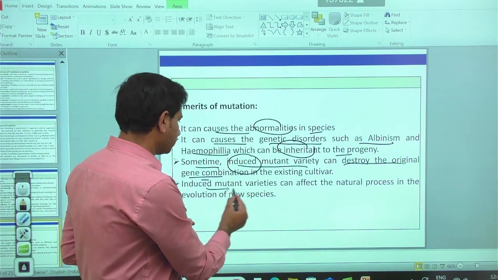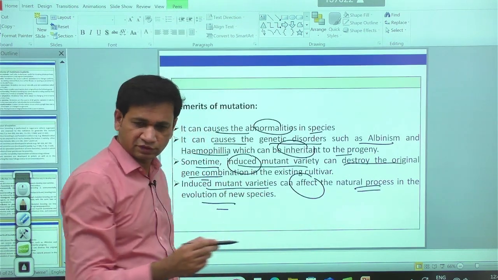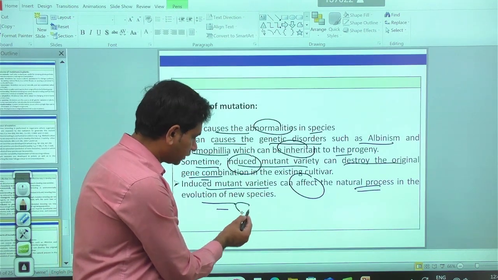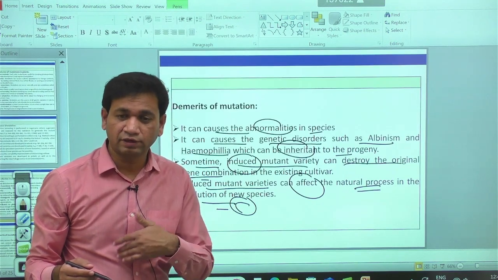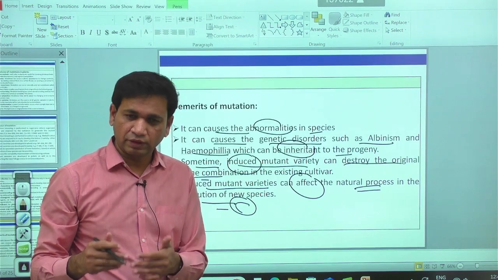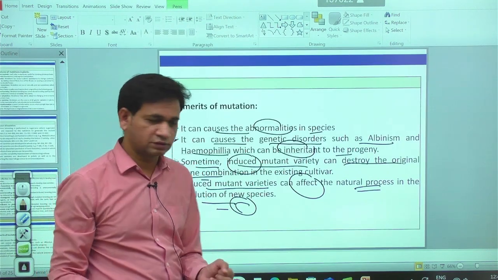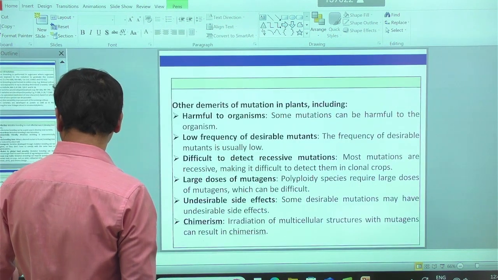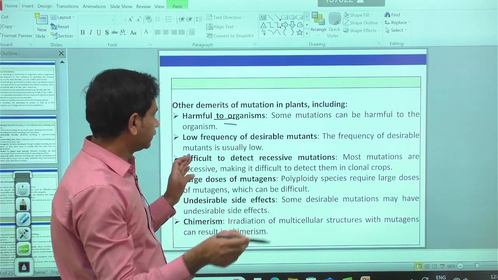Then induced mutant varieties can affect the natural process in the evolution of newer species, right? Because with the help of chemical or radiation processes, we are interfering in the ecosystem process. Not today, but in the long term there can be a limitation for all the stakeholders. Another limitation of mutation is that it can be harmful to the organisms in the long term.